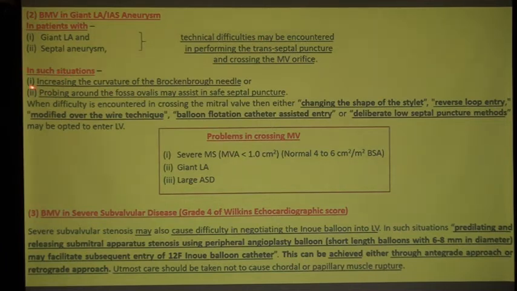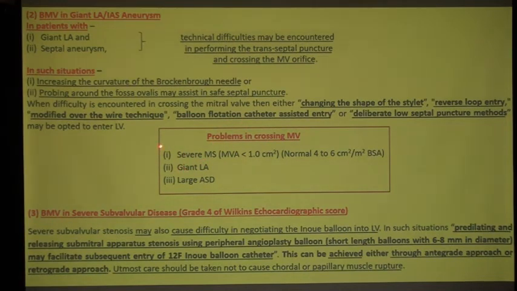Number one, increasing the curvature of the Brockenbrough needle or probing around the fossa ovalis may assist in safe septal puncture. When difficulty is encountered in crossing the mitral valve, then either changing the shape of the stylet, reverse loop entry, modified over-the-wire technique, balloon flotation catheter assisted entry or deliberate low septal puncture methods may be opted to enter the LV.